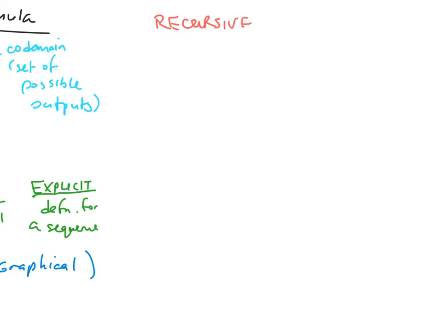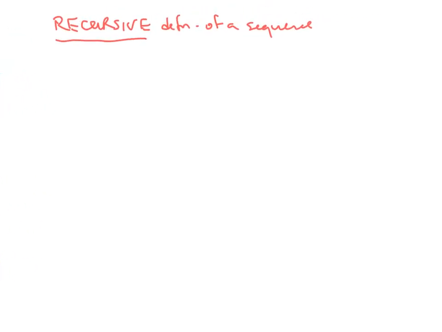I guess you could call it implicit. I don't know. I hadn't thought about that before. So this is an example of a recursive definition. Let me just bring this over and make this the focus here. Okay. So suppose I give you this information.